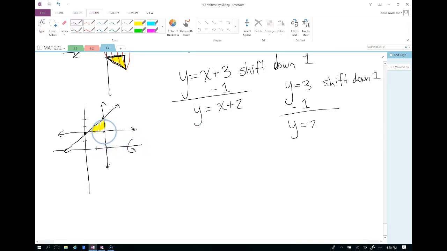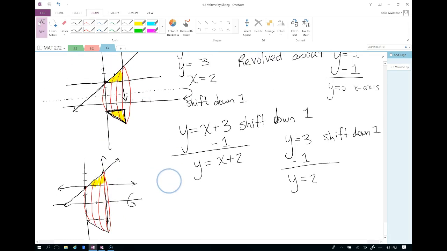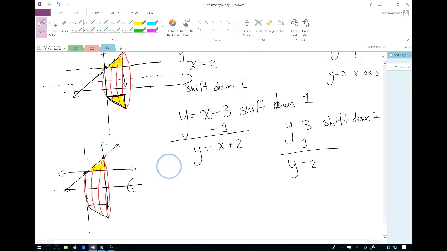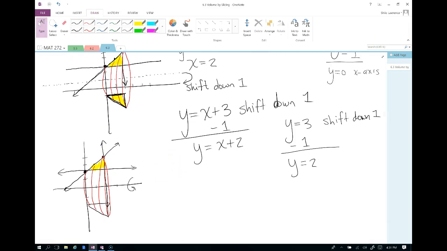So now, when we look at the reflection, this triangle went up 2. So for the reflection, it's going to go down 2. And then we've got our slanted line, and then we have our x equals 2 line. And we're going to have our circular cross sections. It is the exact same solid. It's just shifted down so that our axis of revolution matches up with the x-axis.